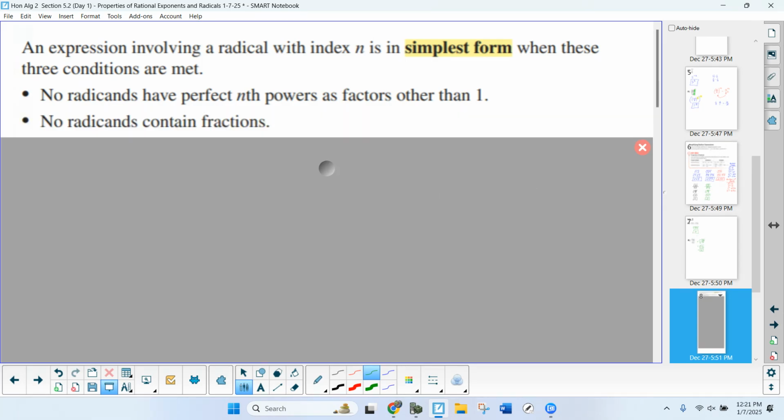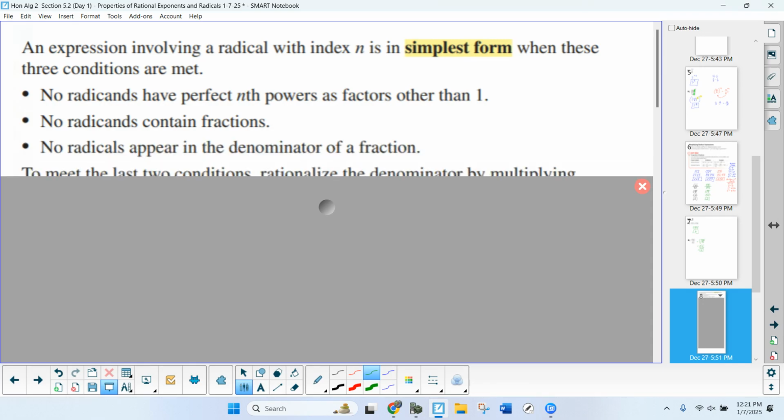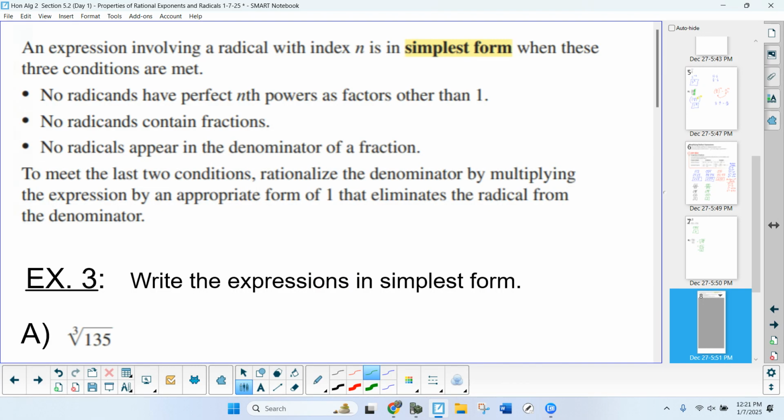You cannot have fractions under a radical sign. Because if you have a fraction under a radical sign, that really means the radical of this over the radical of that. Now you have a radical in the denominator, and that's a problem. Okay? And you cannot have radicals in the denominator. To meet these last two conditions, we sometimes have to rationalize the denominator. Do you guys remember doing that?